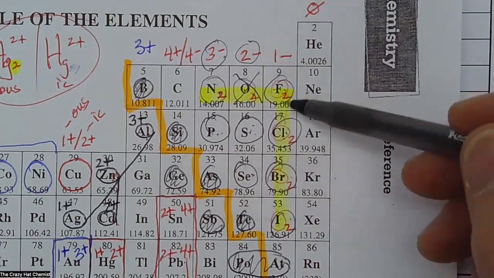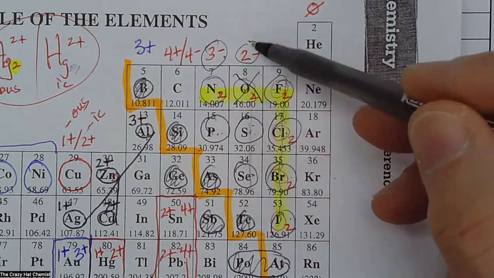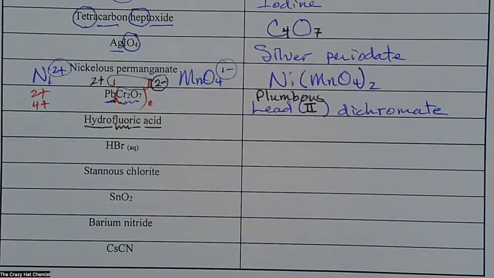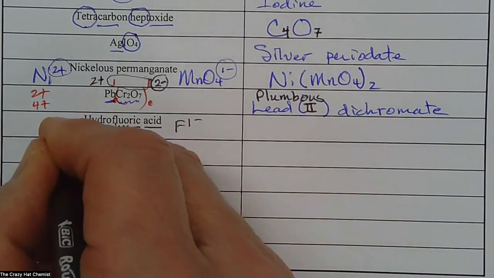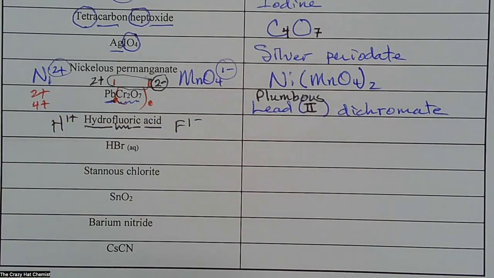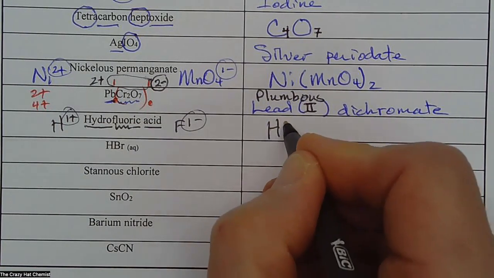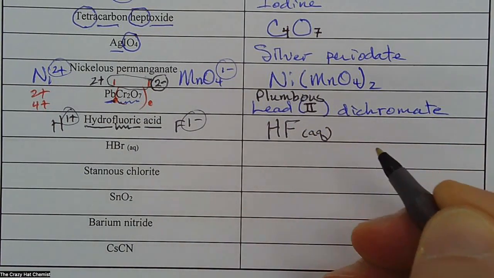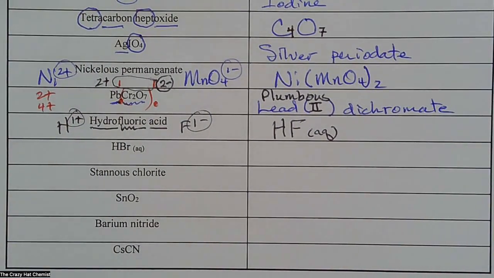Okay, and you notice that all of these have a single hydrogen. These two have 2 hydrogens. These two have 3 hydrogens. It's very simple here. So this is hydrofluoric. Fluorine is a 1- charge. I'm going to add a hydrogen to it. Take the bull by the horns, absolute value of those 2 numbers. I'm going to get HF. And this absolutely needs this aq. If you don't have that aq on there, then this is not hydrofluoric acid.